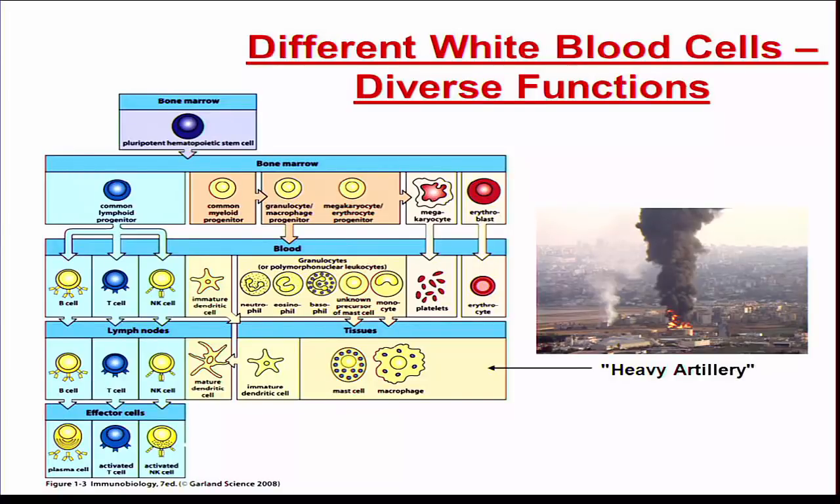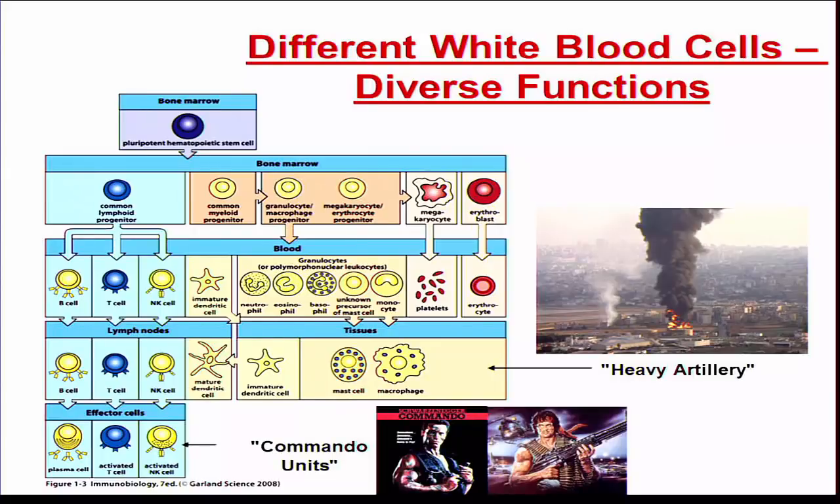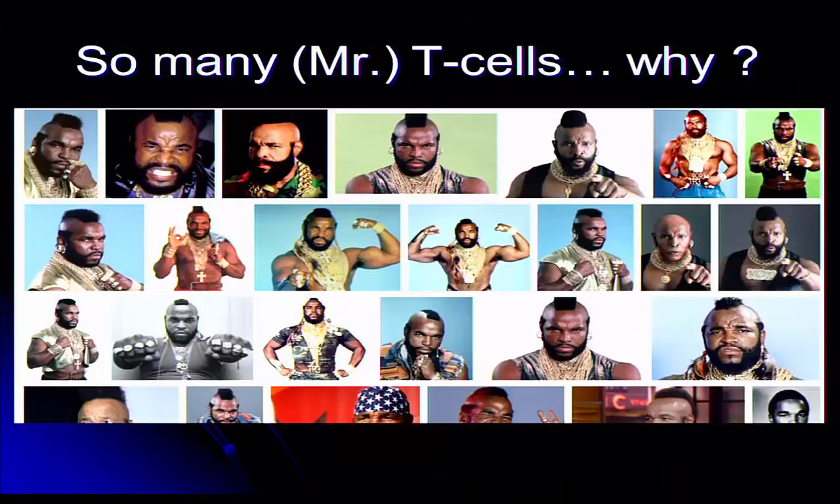But we have another type of cells that are very precise, and these are what we call the lymphocytes. We can call them commando units. We have three different types of lymphocytes. We have T, we have B, and we have NK cells. I want to focus on the T cells, and we have many T cells. 1% of our body is made of T cells, and different flavors of T cells.